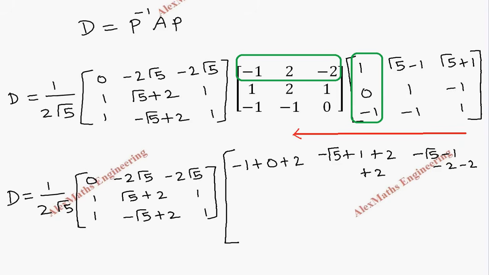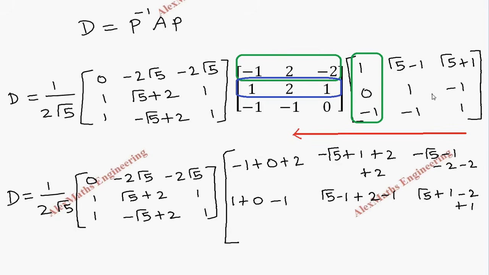The same thing, we have to take the second row and multiply with each column corresponding elements. So this will be 1 plus 0 minus 1. Then next will be root 5 minus 1 plus 2 minus 1. Then root 5 plus 1, then minus 2 plus 1. Then in the same way, we have to take the third row and multiply with each column corresponding elements. So minus 1 plus 0 minus 1.